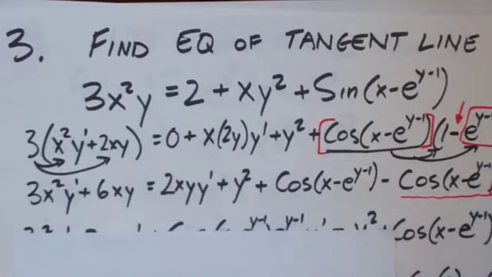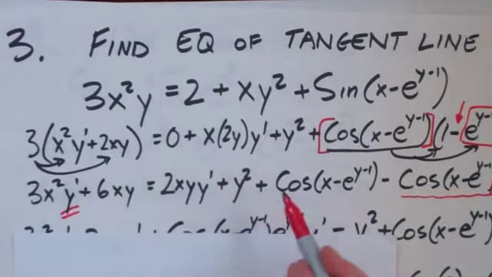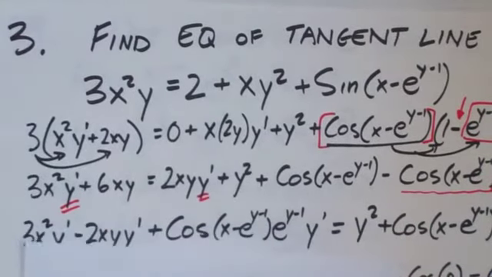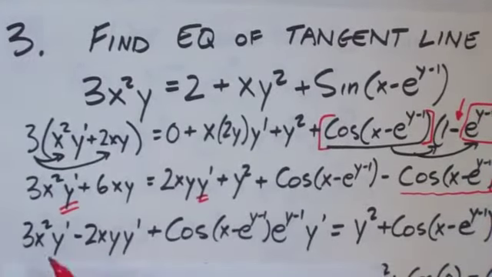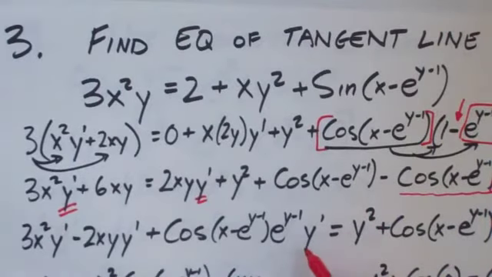Okay? Then I've got to identify where my y primes are. There's one, and there's one. Right? So there are 3 different y primes. Move them all over to one side. I've chosen to move them to the left. That one stays there. This one moves over. It's minus. This minus cosine moves over. It's plus. There are the y primes right there.